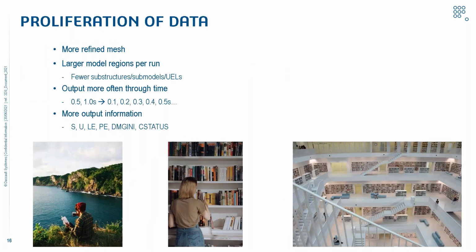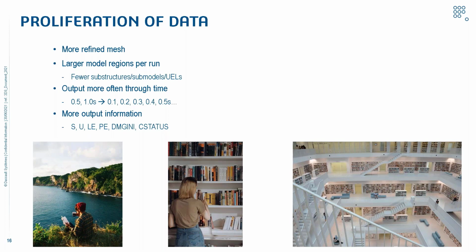So with that proliferation of data, we have people that are making more refined meshes. They have larger model regions per run. So again, instead of having a truck with substructures, you might have an entire car model all at once. So you make fewer assumptions. There's linearity assumptions and other assumptions that you make whenever you break a problem apart like that. And if you've got the processing power, then you don't necessarily need to do that anymore. So user elements, submodel, substructures, you may not have to do that. But again, that shoves additional information into a single database.